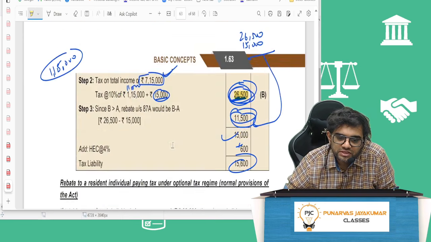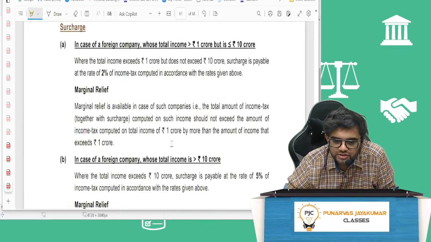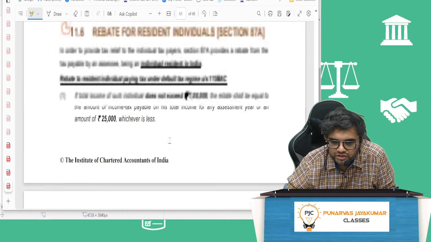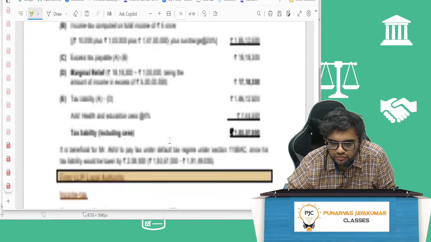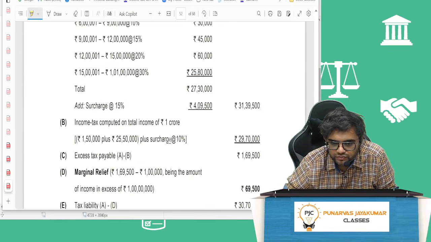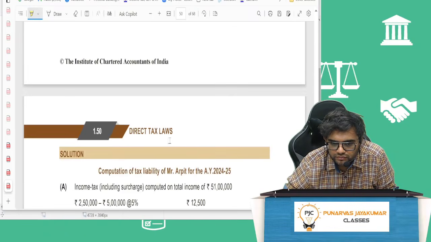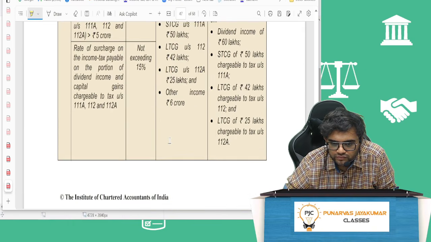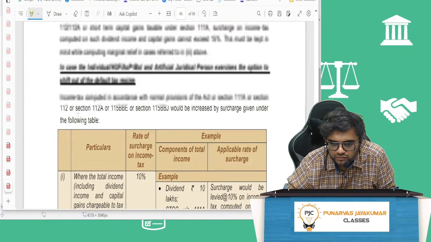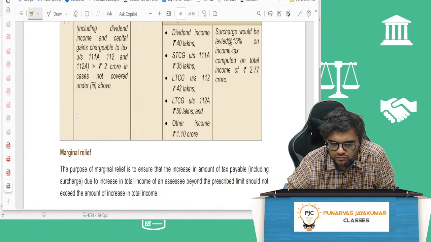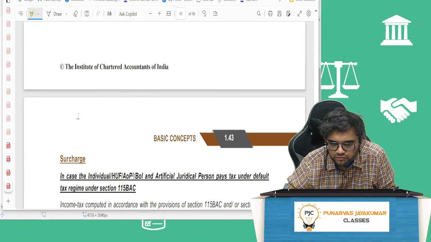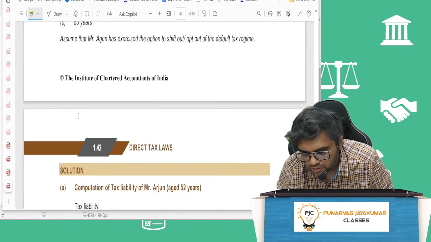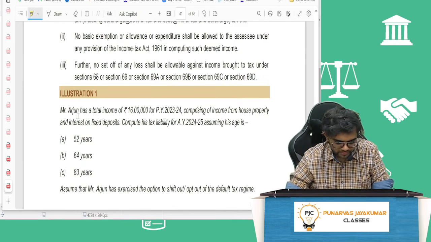This is 9 and 10. We'll do the other illustrations. 8, 9, 10 done. 1 to 7 is what we'll have to do. Page 1.41 of the institute material.